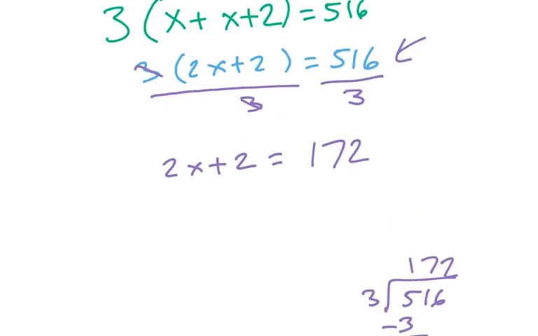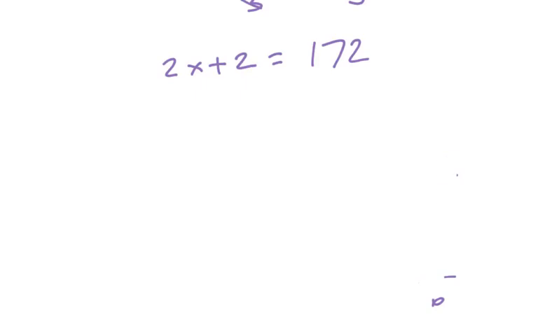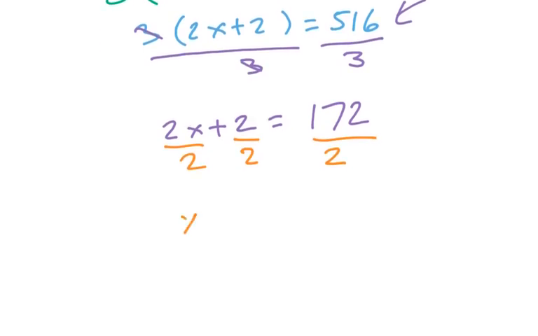Now, since I'm in the process of doing fancy math, I'm going to do something fancy here as well. I'm looking at this problem, and I'm seeing that all of these are divisible by 2, so I'm going to actually divide through by 2. You do not have to do this. You can subtract 2 and then divide by 2, but I'm going to do this just to show you a different way of approaching it. What's 172 divided by 2? That's not as hard as it seems.